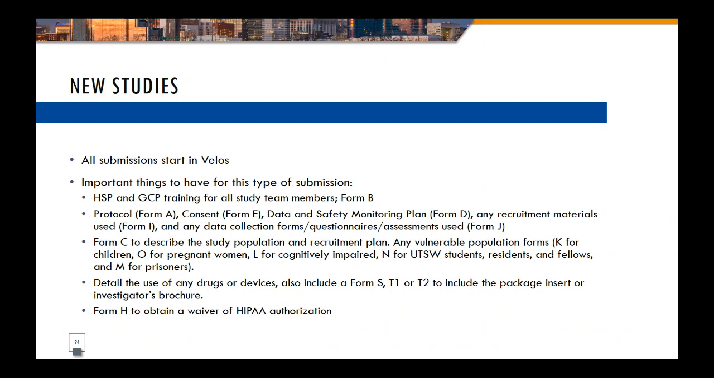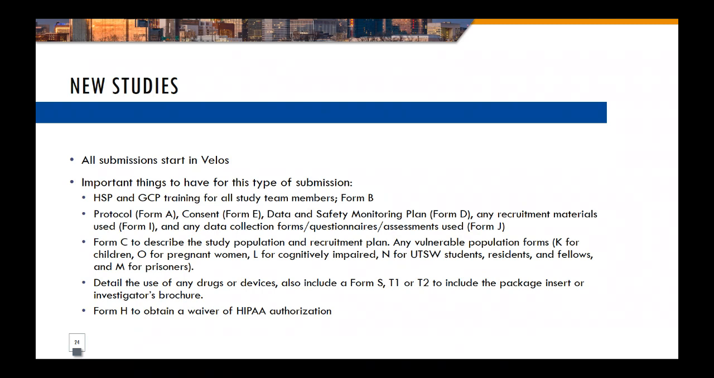Other important documents to have in your study are the protocol, or Form A, consent, Form E. For all of our more than minimal risk going to full board studies, the data and safety monitoring plan, Form D. Any recruitment materials that you're going to use, that's Form I, and any data collection forms, questionnaires, assessments, we all call those Form J. Make sure to include on all studies Form C, so we understand your population and recruitment plan. If you're enrolling vulnerable populations, so again, K for children, O for pregnant women, L for cognitively impaired, we need to see all of those forms included.